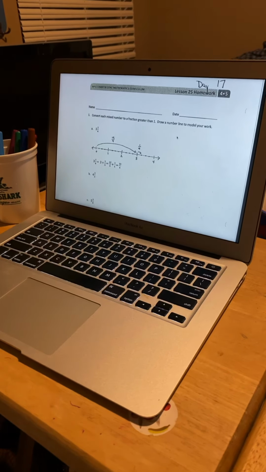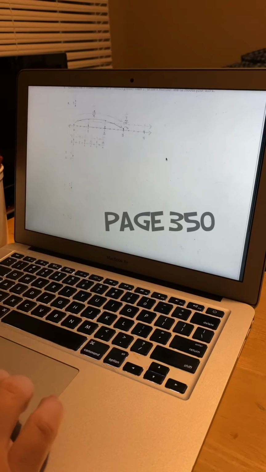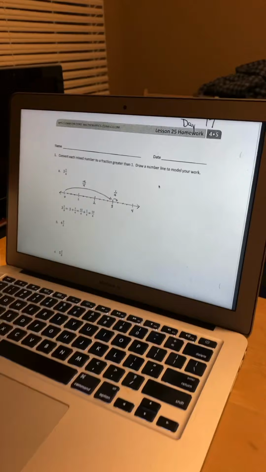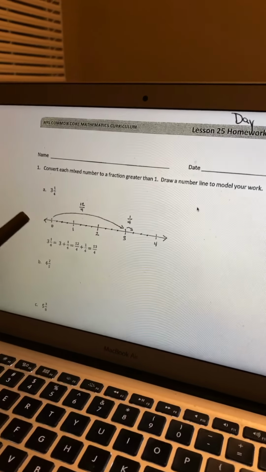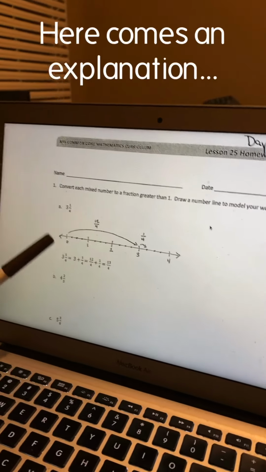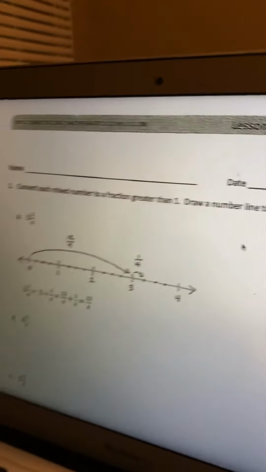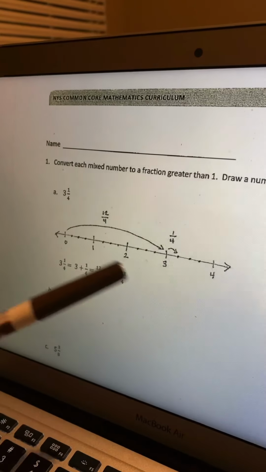All right, let's look at the first one. This is on your homework page, page 350. We're going to look at number 1A, which they've already done for you, but I want to explain a little bit of it. They've got 3 1/4. And what they want you to see here is 3 1/4 is greater than 3 wholes. It's actually 3 plus 1/4. So it's over 3. And then they plotted it on the number line.